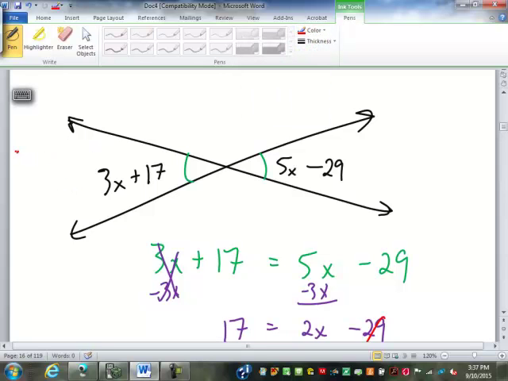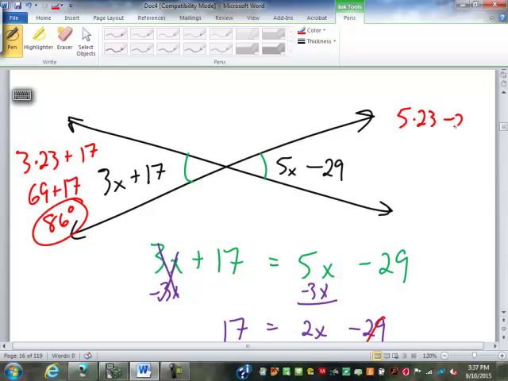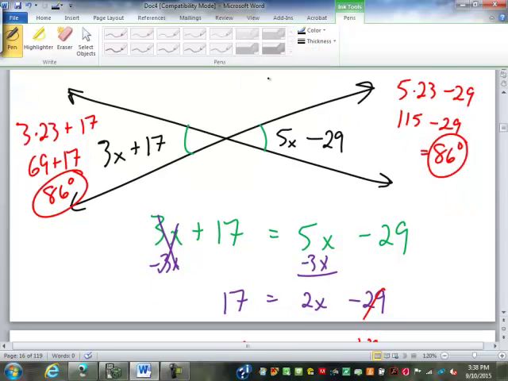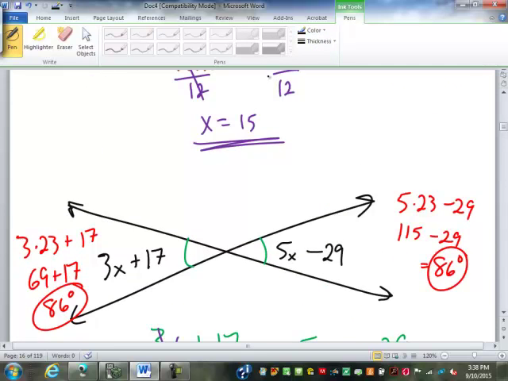Put it back in here. So 3 times 23 plus 17. 3 times 23 is 69, plus 17 is 86 degrees. Try over here. 5 times 23 minus 29. 5 times 23 is 115, minus 29 is 86. So we get the same answer on both sides. Obviously that drawing is not done to scale. Any questions on either one of those?